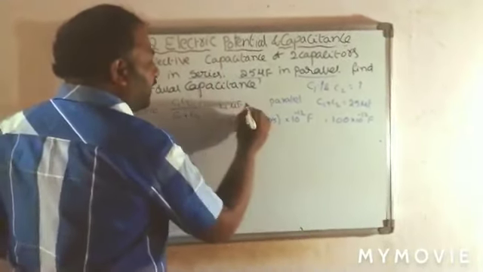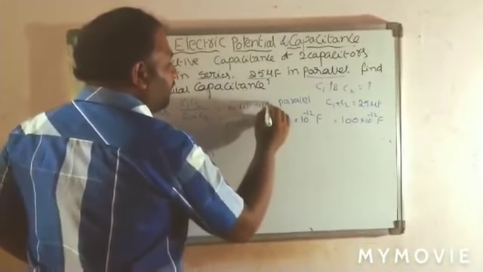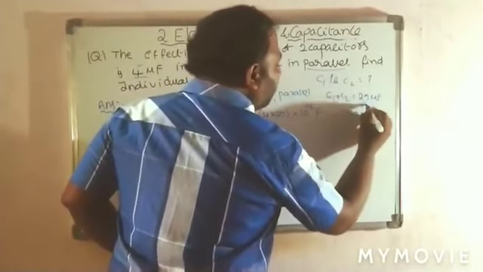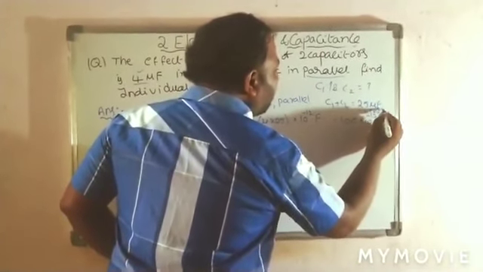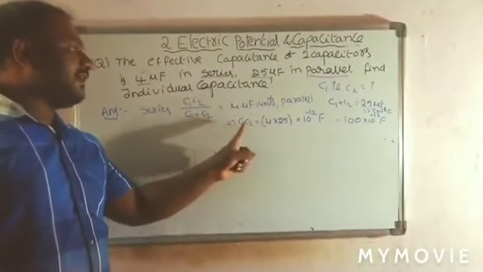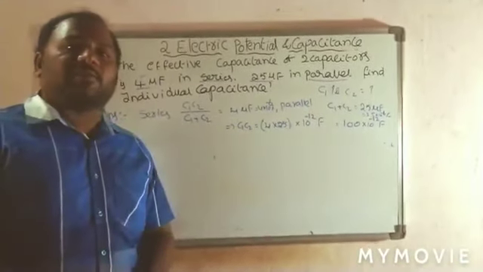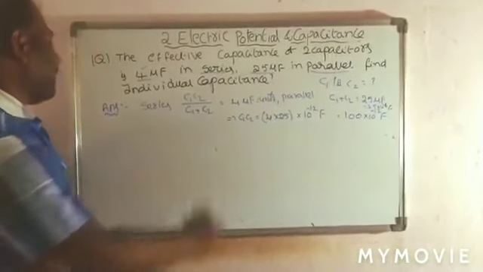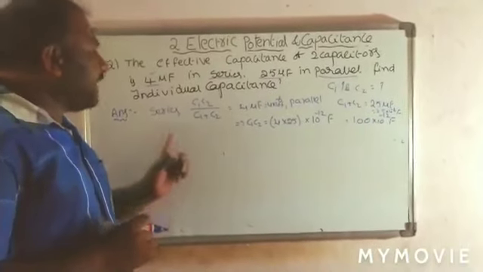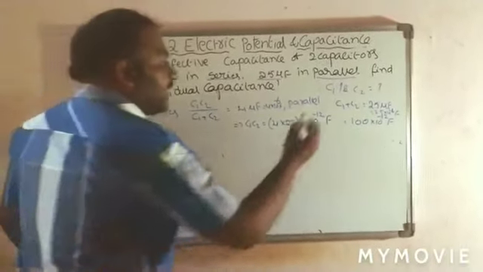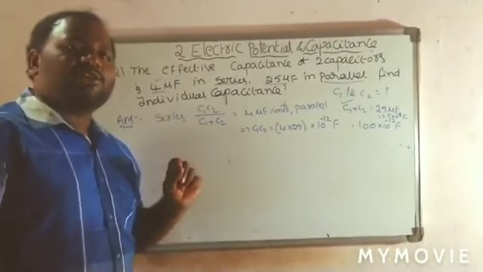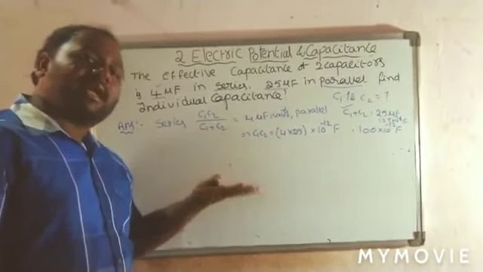What is 4 microfarad? 4 into 10 power minus 6 farad. What is 25 microfarad? 25 into 10 power minus 6 farad. Now we are substituting here, C1 into C2 becomes 100 into 10 power minus 12 farad. Okay. Now from this we have to calculate the value of C1 and C2. Here you have C1 plus C2. If you get C1 minus C2, you can easily get C1 and C2.